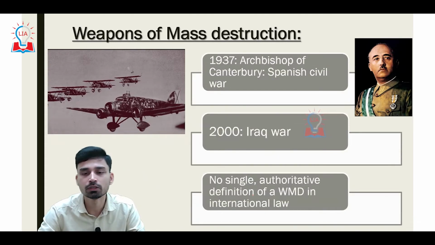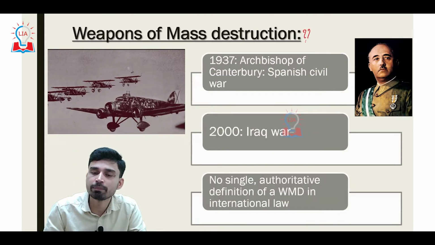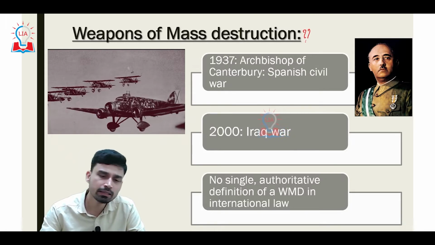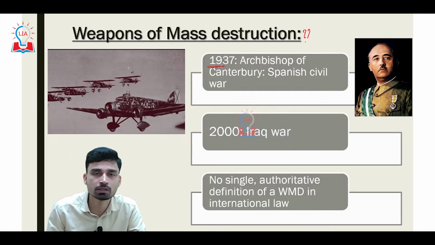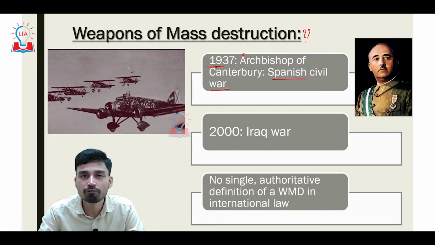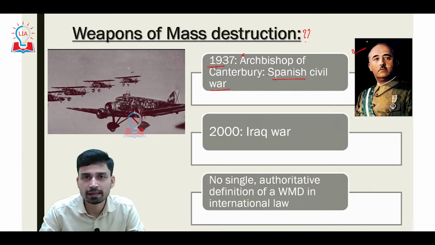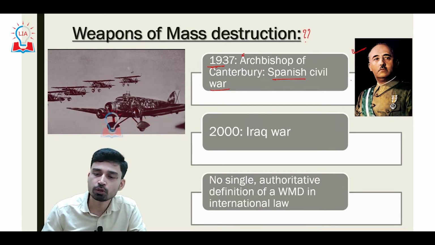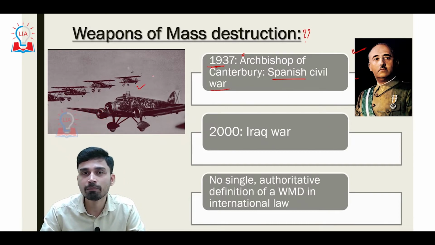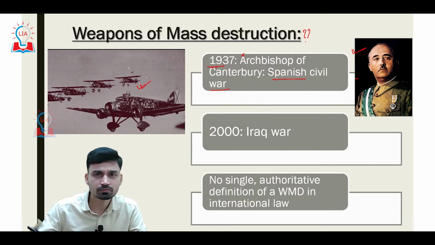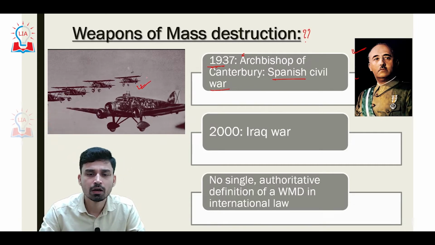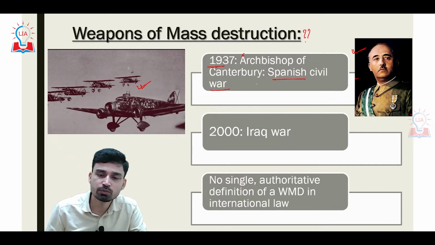Now coming to the topic of WMD: what are weapons of mass destruction? Generally, the first historical use of the term WMD was by the Archbishop of Canterbury during the Spanish Civil War of 1937. In the Spanish Civil War, we had the dictator General Franco of Spain, and the Italian fascist government supported General Franco. In support of him, the Italian government and German government bombarded various cities of Spain, and that is when the term WMD was used.